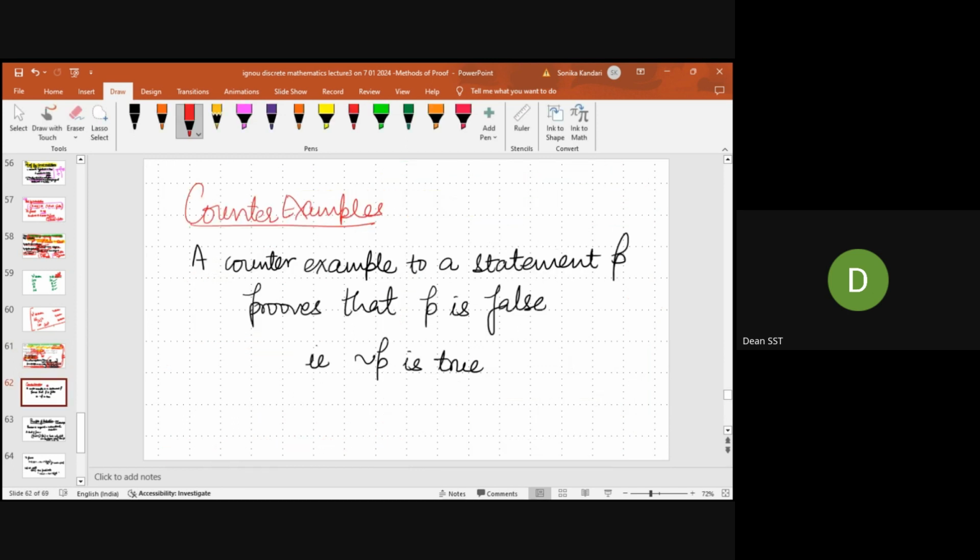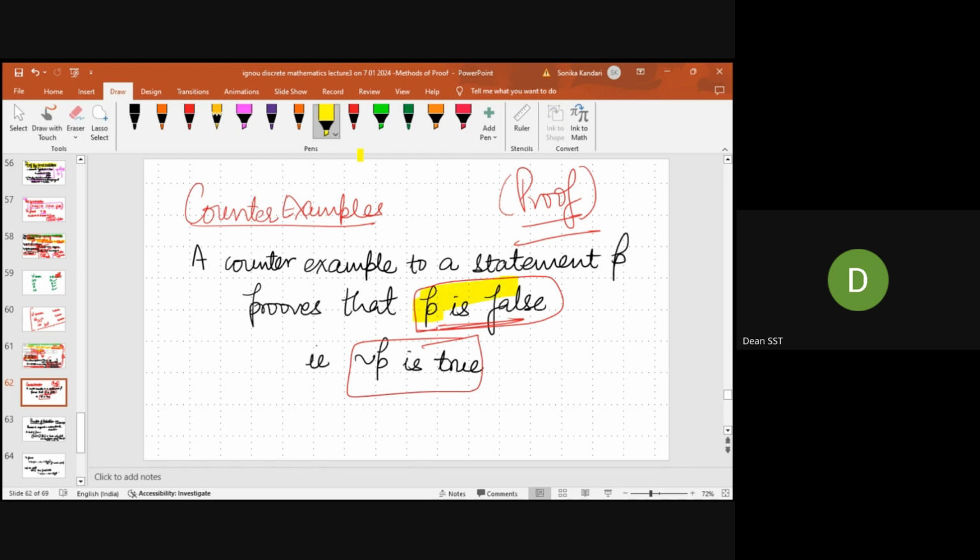Okay. And then another type of proof is by the help of counter example. Fine. It means if P is false, I can say not P is true. This is known as counter example.